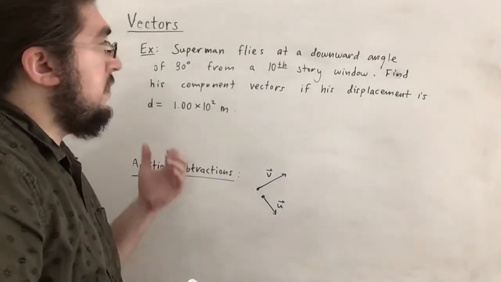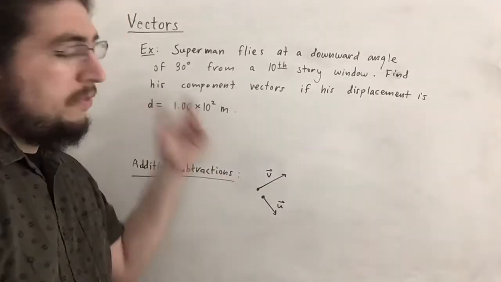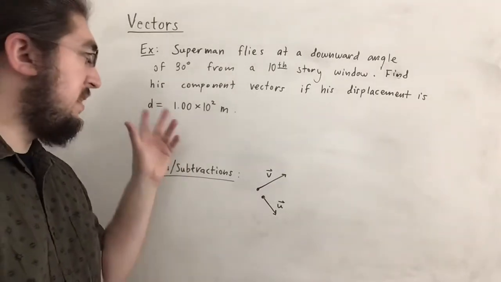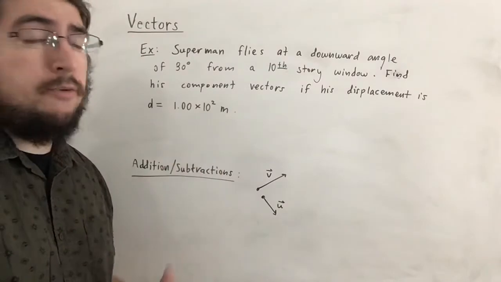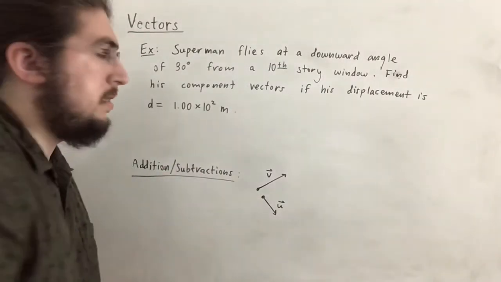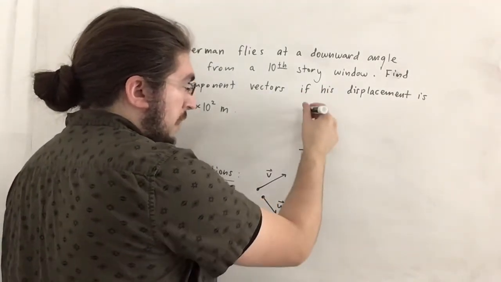All right, so for this example, we're given that Superman flies at a downward angle of 30 degrees from a window, and we want to find its component vectors if its displacement is, well, it's just a funny way of saying 100 meters. So displacement, by the way, just means distance that he has moved. So total distance moved.